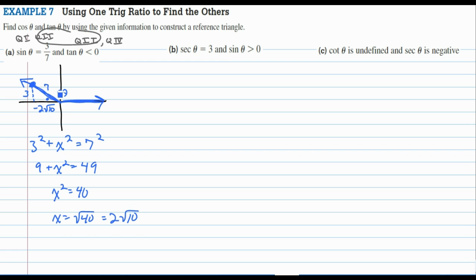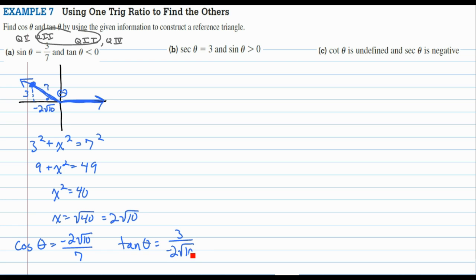So now the problem is asking me for what is the cosine of theta. Well, the cosine of theta is going to be the adjacent over hypotenuse. So that's negative 2 square root 10 over 7. And then the tangent of theta, I already know that it's going to be negative, but specifically it is going to be opposite over adjacent, oh yuck. So that's going to be 3 over negative 2 square root 10.